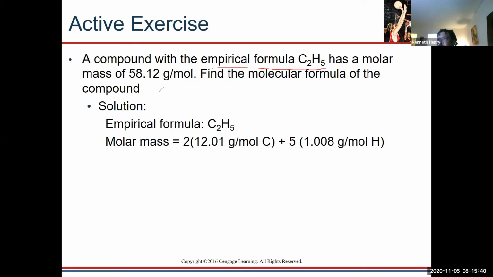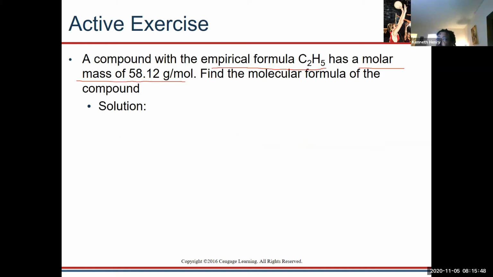So we're given the empirical formula and the molar mass of our compound, and we're trying to determine the molecular formula of the compound. Here the empirical formula is C2H5. So I want to determine the molar mass of the empirical formula. How would I go about doing that?